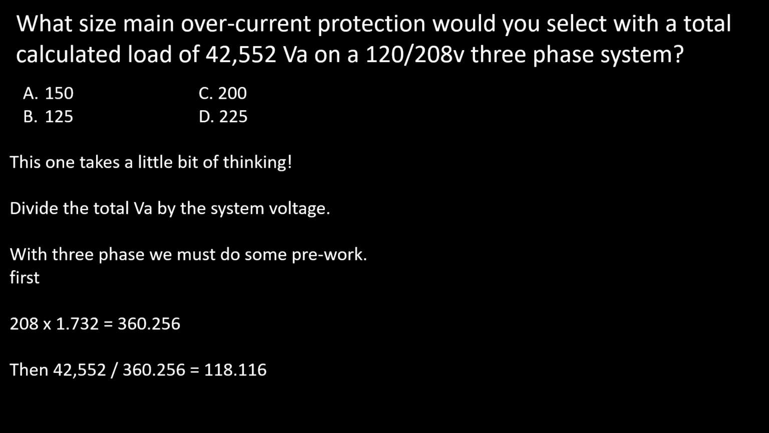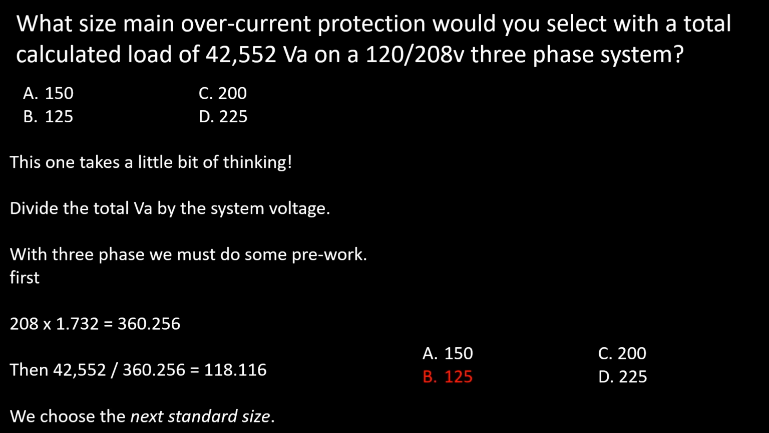Now we're going to take our total VAs, divide it by our new number, and that is going to give us 118.116 amps. We would, of course, round down, and we're going to choose the next standard size, and in this case, it's going to be a 125 amp breaker.